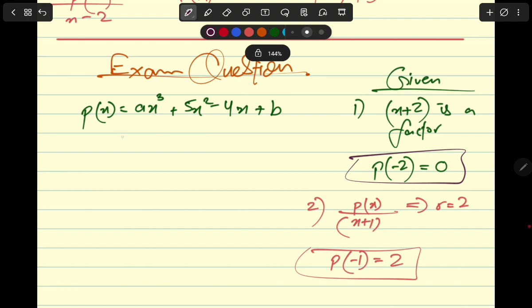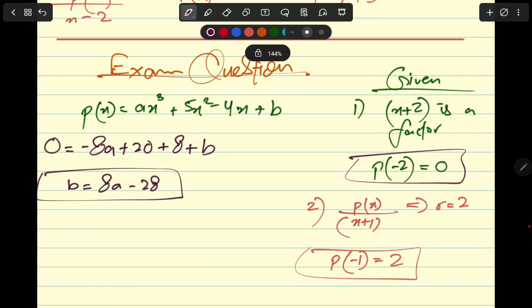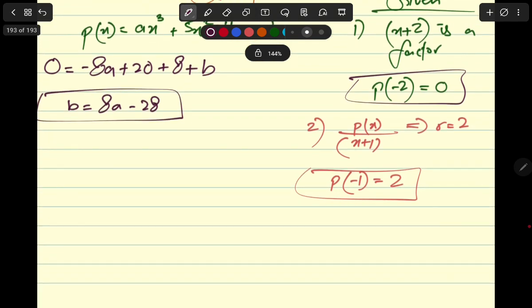So p of negative 2, I will put that here. So this is going to be 0. So p of negative 2 cubed is negative 8, so this is negative 8a. Negative 2 squared is 4, 4 times 5 is 20. Negative 4 times negative 2 is plus 8, and plus b here. So b is going to be equal to 8a minus 28. So that's our first equation. And you would remember that we did exactly the same question in our last lesson as well.